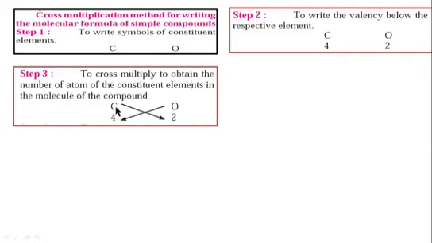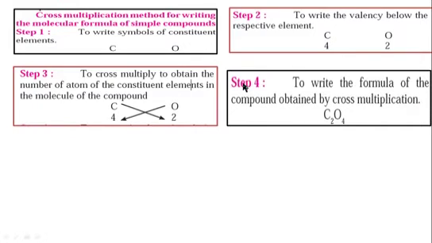Here C cross multiplication with this 2 and O cross multiplication with 4. Step 4. To write the formula of the compound obtained by cross multiplication, C2 and O4. Here C2 and O4, C2O4.